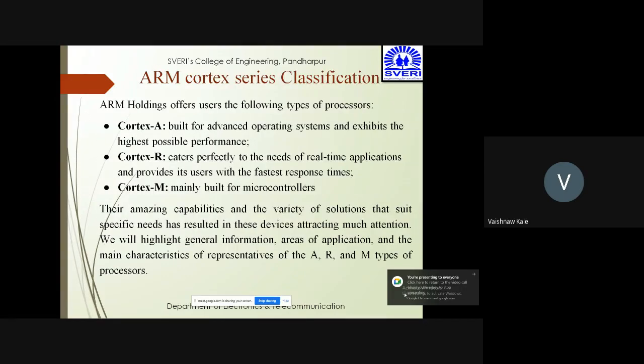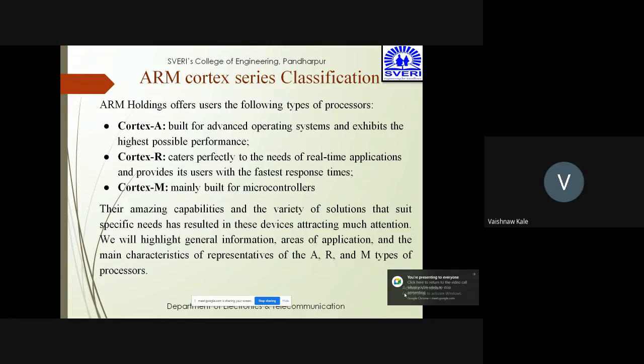Now we'll go to that, that was completely the ARM Cortex architecture. Now we'll go for this ARM Cortex series classification. So basically there are three types of ARM Cortex. One is A, second one is R, and third one is M. So A is nothing but Cortex application, R is nothing but Cortex real time, and the third one, Cortex M, is mainly based for the microcontrollers.